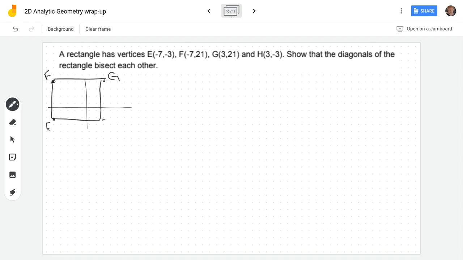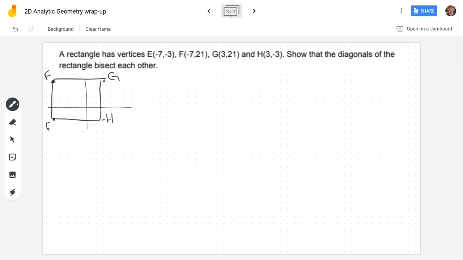So this was E, F, G, and H. It's important to draw a little sketch, or at least sketch it in your mind, so that you know which ones are diagonal from each other, because if you start finding diagonals between two that are actually adjacent to each other, the whole thing's going to fall apart.